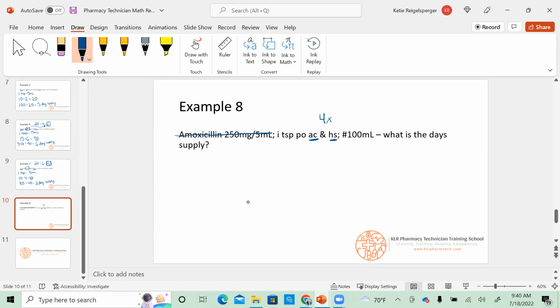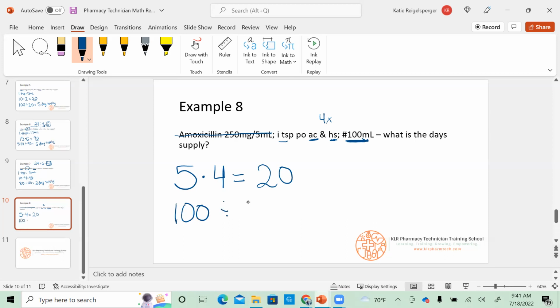Now, again, we have teaspoons and milliliters, so we have to convert. So we need to know that 1 teaspoon equals 5 milliliters. The patient takes 5 milliliters each time. They do that 4 times per day, right? Because they take it before each meal and at bedtime. 5 times 4 equals 20. And the patient is being given a total amount of 100 milliliters of amoxicillin.